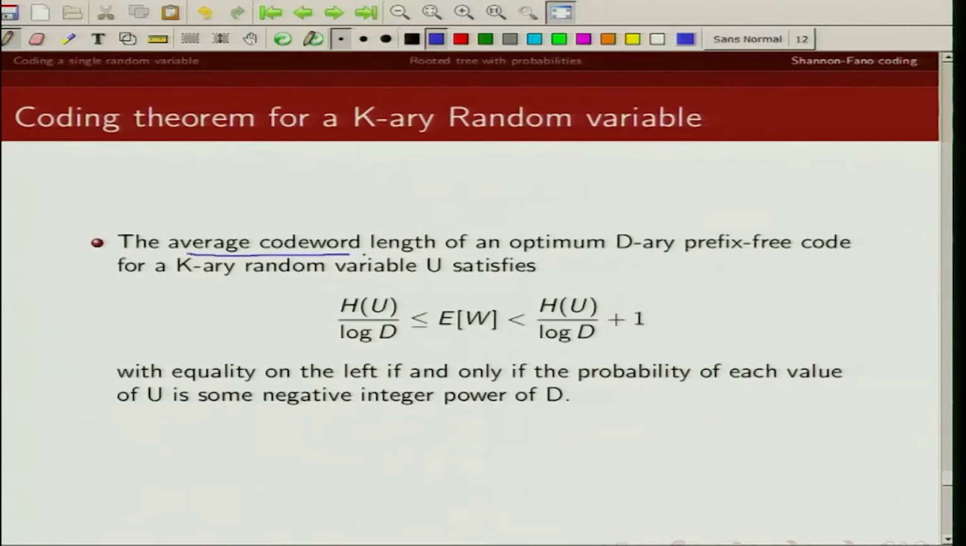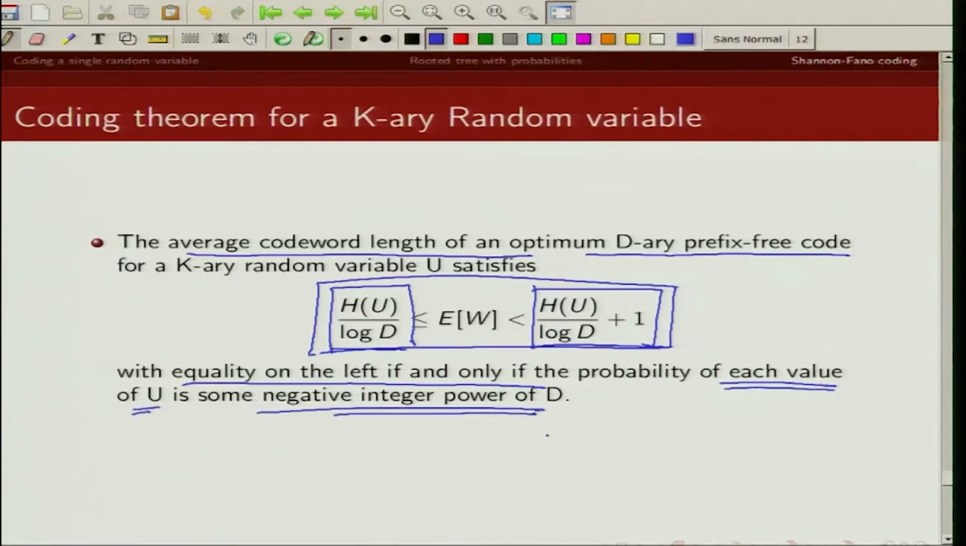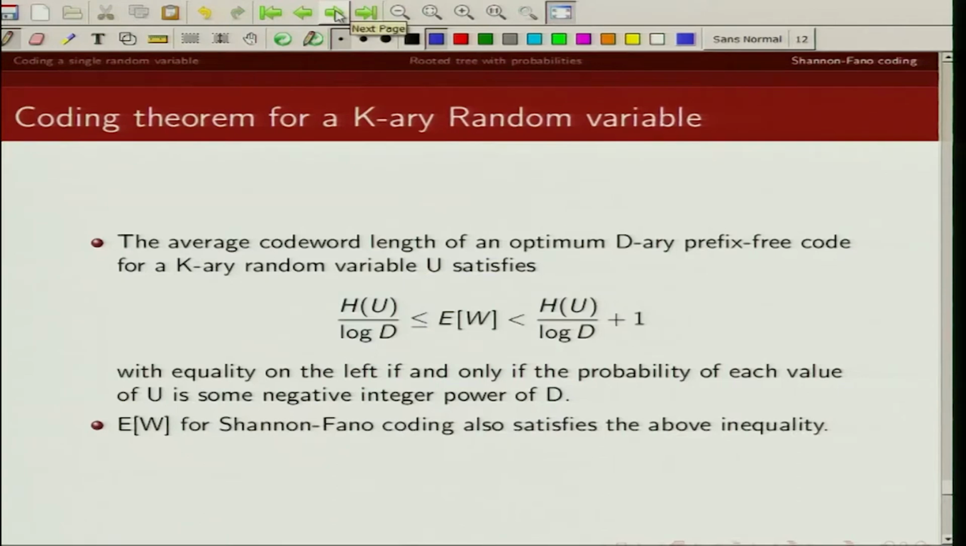So the average code word length of an optimal D-ary prefix free code satisfies this relationship. The expected code word length is lower bounded by this quantity, and it can be upper bounded by this quantity. Of course, the equality on the left hand side will only happen if the probability of each of these values of ui is some negative power of d, and in that case the Kraft inequality will be satisfied with equality. Now Shannon-Fano code also satisfies this particular bound.